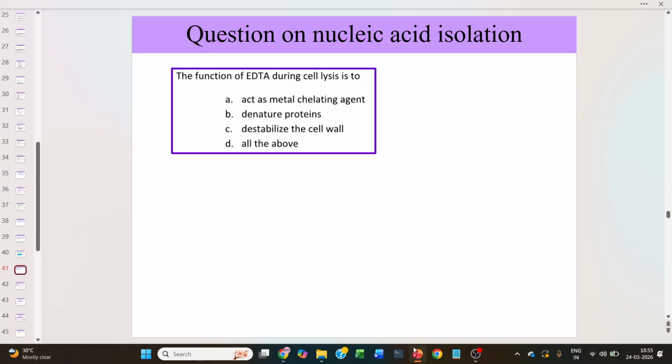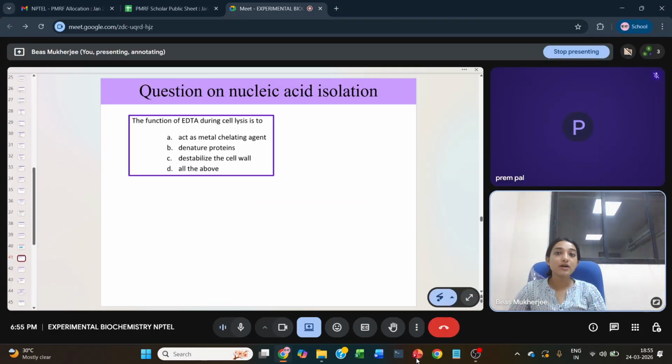Okay. Now there's another question. The function of EDTA during cell lysis is: act as a metal chelating agent, denature protein, destabilize cell wall, or all of the above.